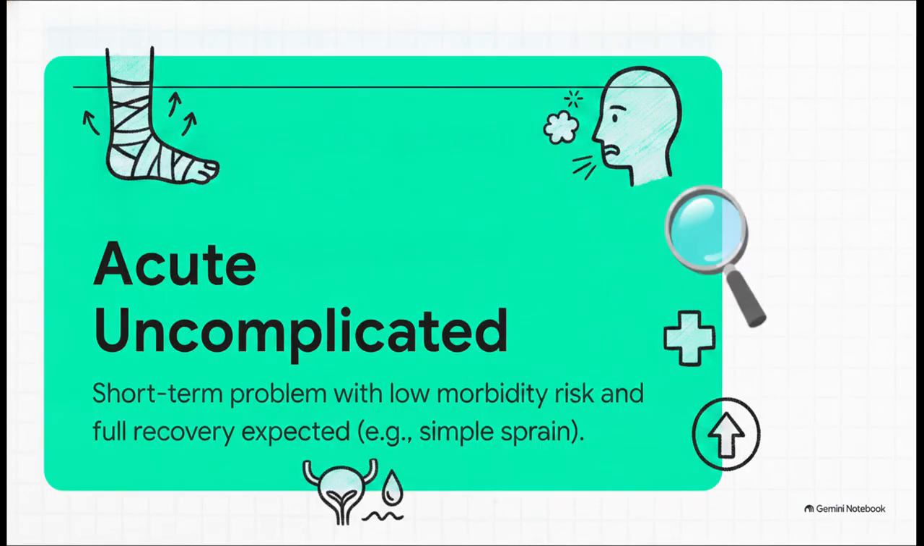Another trigger for low complexity is an acute, uncomplicated illness or injury. Basically, this is a short-term problem with a very low risk of morbidity. Crucially, there is little to no risk of mortality with treatment, and a full recovery without any functional deterioration is completely expected. Simple, everyday clinical examples here include things like uncomplicated cystitis, allergic rhinitis, or just a simple ankle sprain.